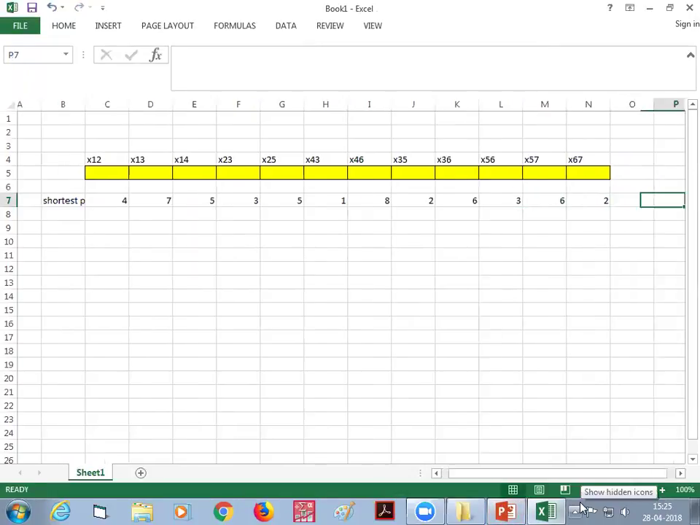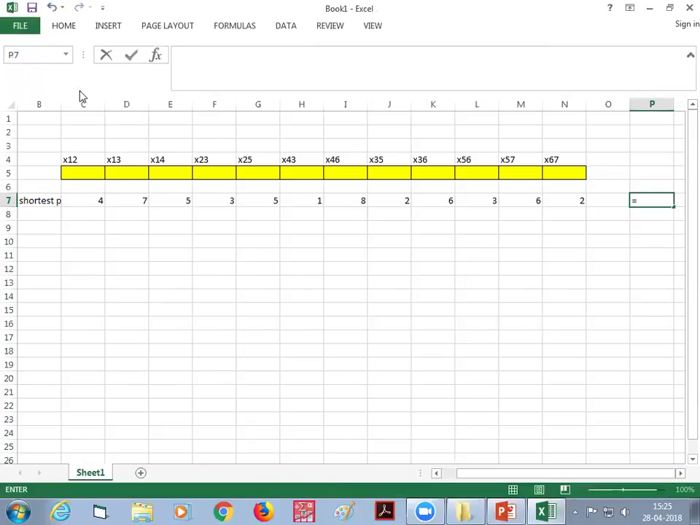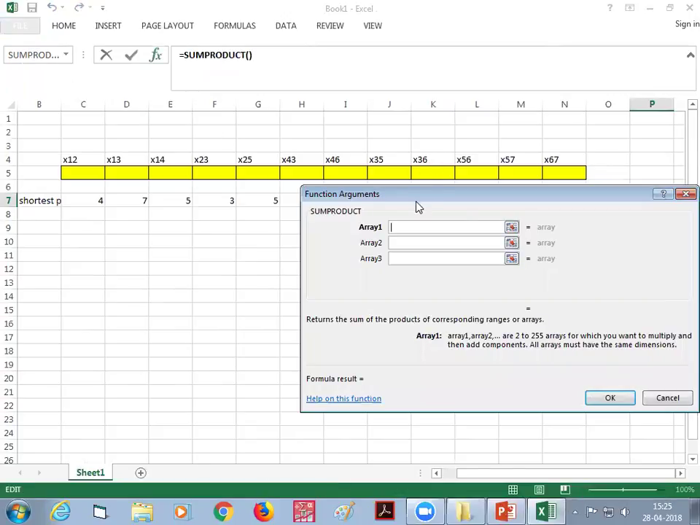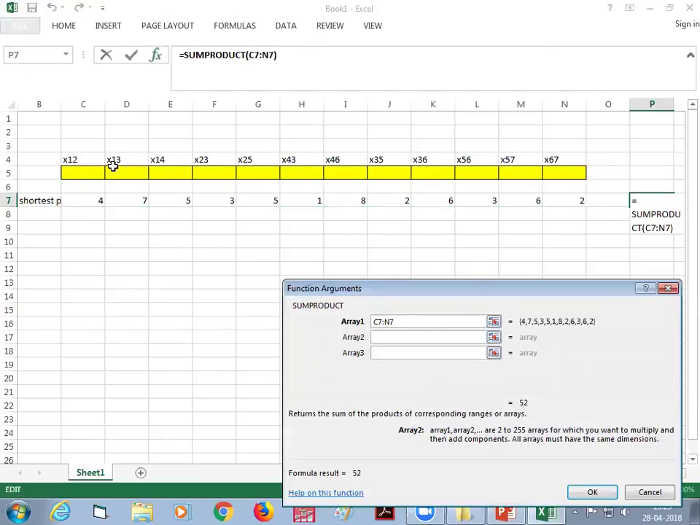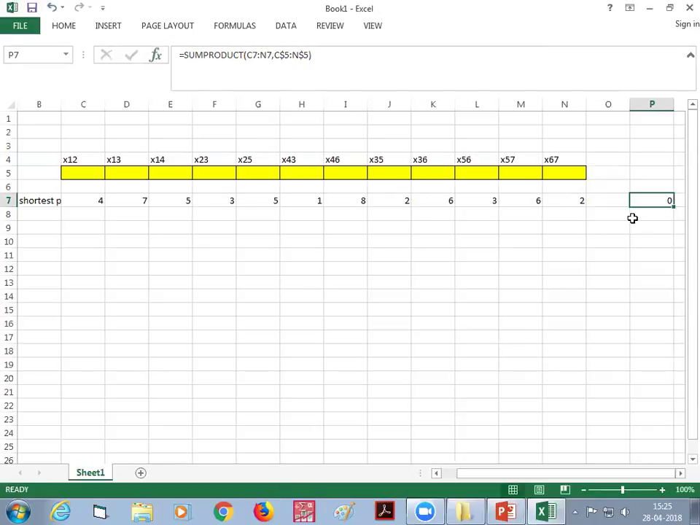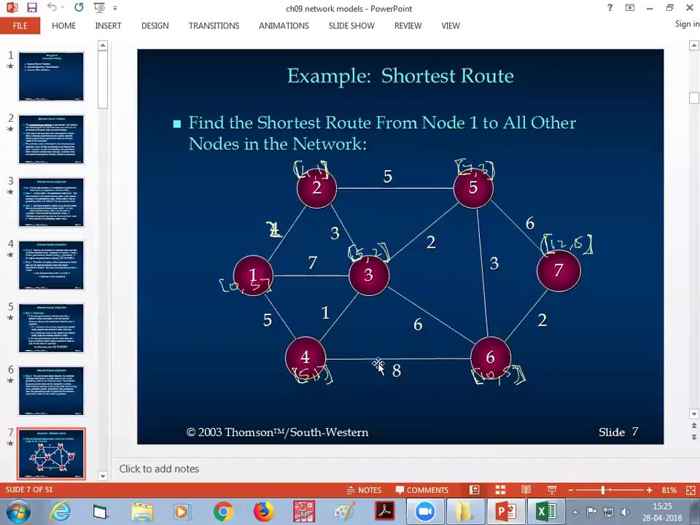Of course, we'll take some product of these coefficients with our variables. This is the objective. We want to minimize the shortest path from 1 to 7.